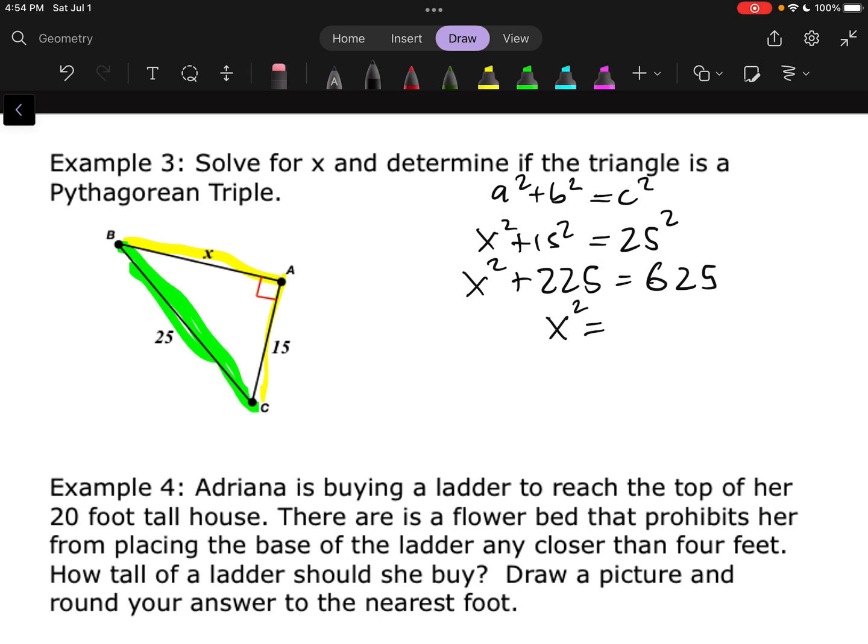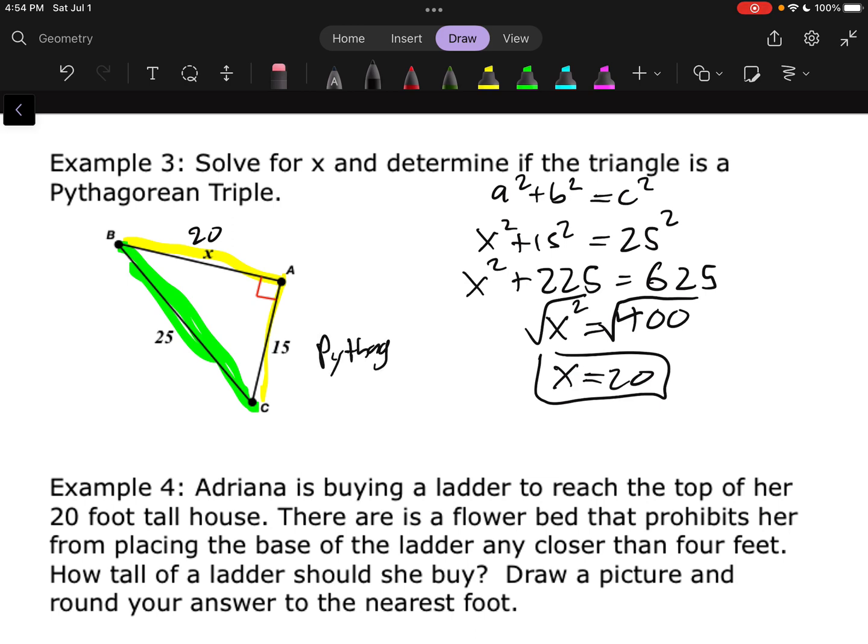When I go to subtract the 225 to get the x squared by itself, I'm going to be left with 400. And taking the square root of 400, 400 is a perfect square. So that's going to be 20. So x is 20. So is this a Pythagorean triple? Yes, it is, since we got a whole number.